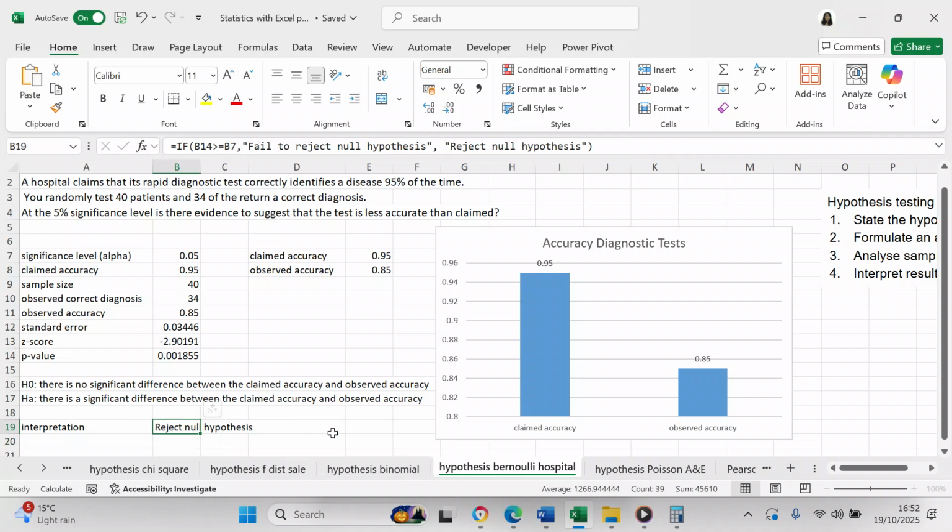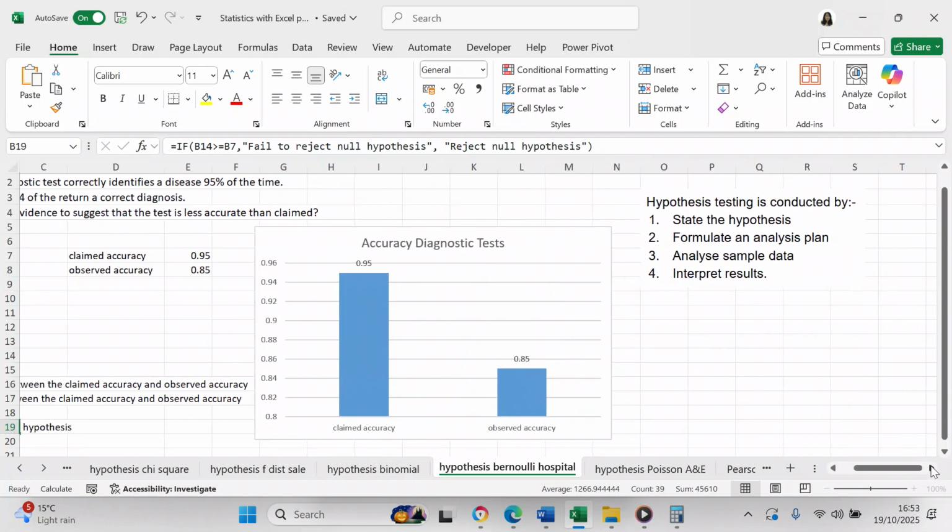So we're rejecting the null hypothesis, so that means there is a significant difference between the claimed accuracy and the observed accuracy. And so what we've done is I've made a little chart for you, and the claimed accuracy is 95% and the observed accuracy is 85%.